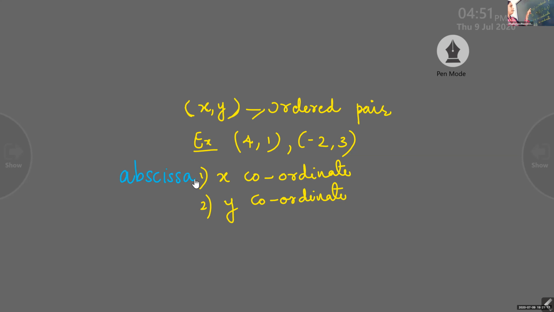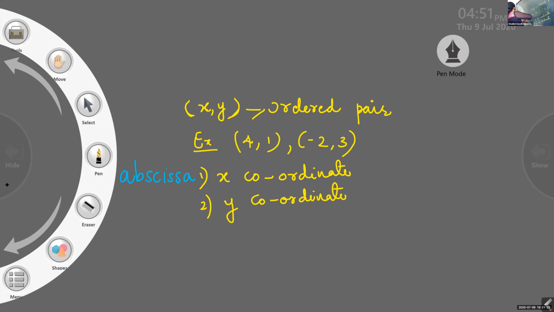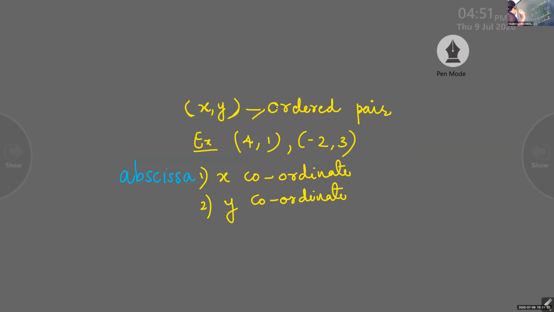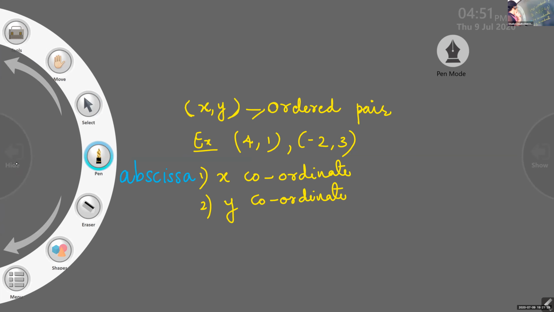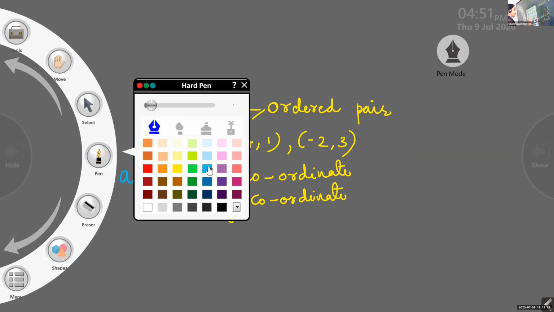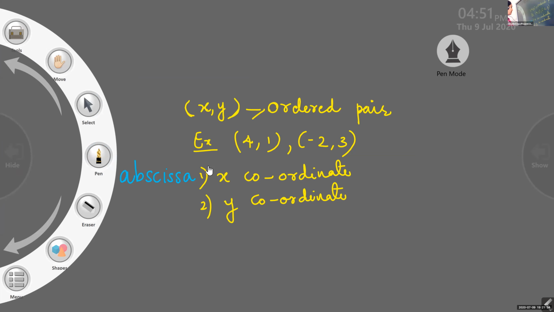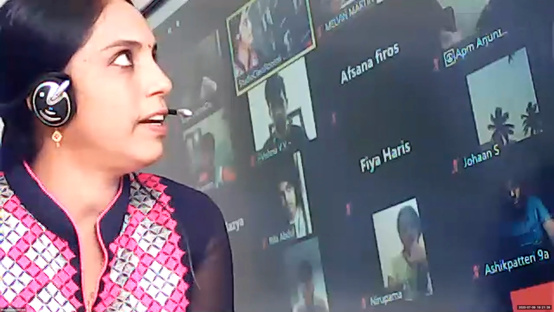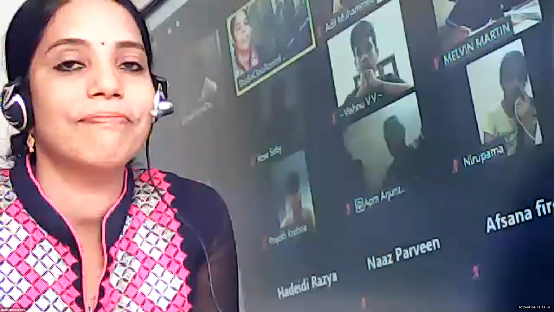So what do we call this symbol, the brackets? It is an ordered pair. Good. And an ordered pair is always put in brackets, right? We use brackets for writing an ordered pair. And which is the first one we write, X or Y? X coordinate. And what is the pet name for the X coordinate? Abscissa.